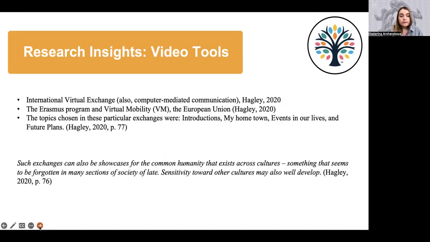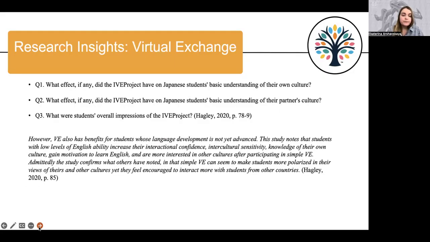And then some educators criticize this kind of arrangement because the topics are very surface level, right? But at the same time, we see that, as Hadley says, they can showcase common humanity, right? So they can help us find some common ground, despite many cultural, historical, social, and other differences that we have.